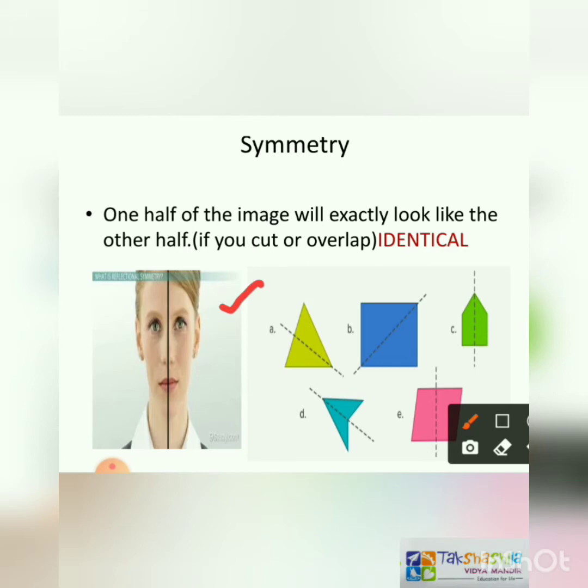See the first image, one triangle has been given for you, and here using a line I am cutting it into two equal halves. It is called a symmetrical image because one half will exactly look like the other half. And see the square now. Here I am cutting it diagonally, and if you cut it horizontally or vertically, you will get the other half, so it is called a symmetrical image.